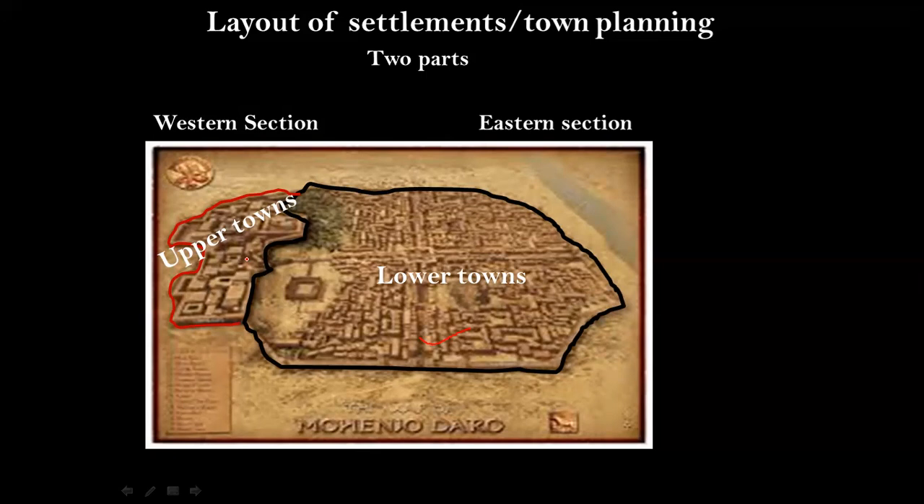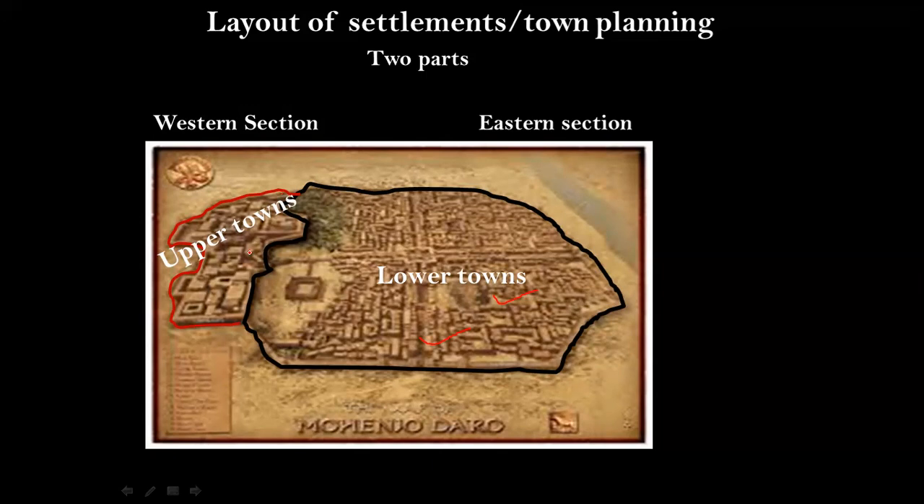So that's all about the difference here. The eastern section is called the lower town, and in this lower town, most of the common people lived. However, the western section, which is also called the upper town because it was built on the hilltop, is a fortified place, and this is fortified because maybe the Harappan people knew about foreign invasions or enemy invasions, so that they could take refuge in this place.